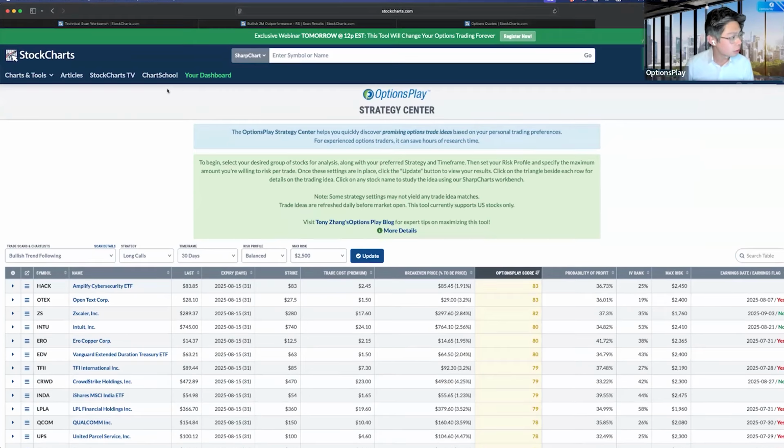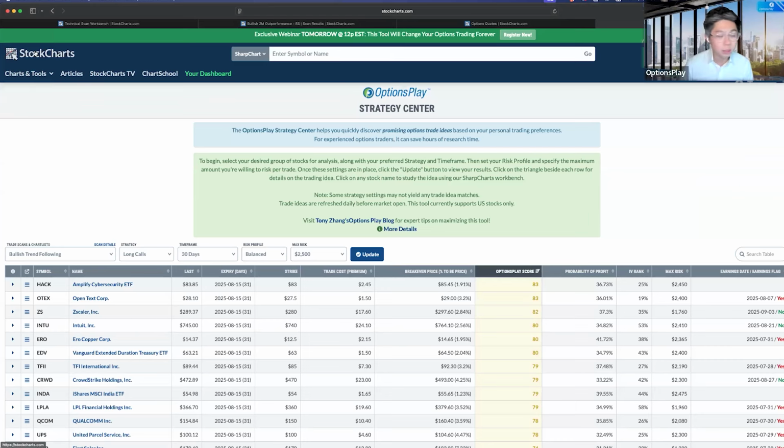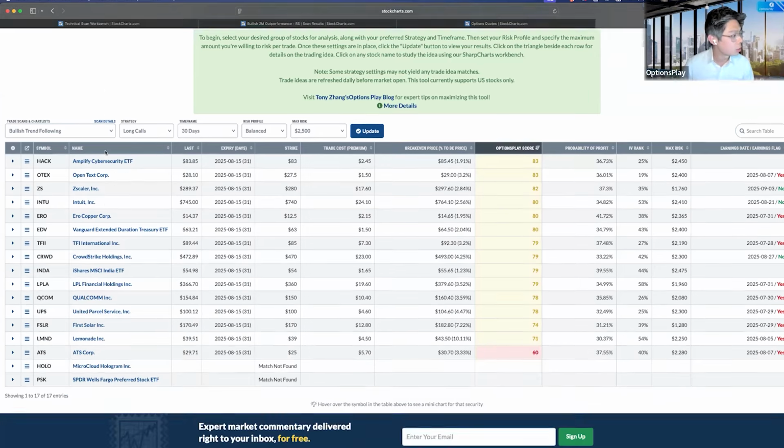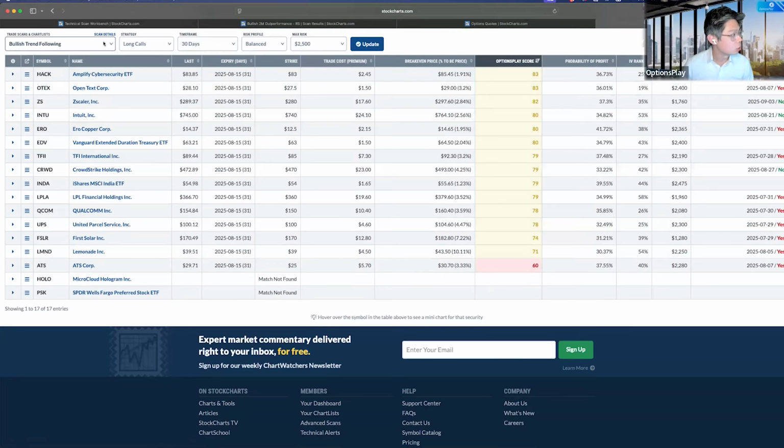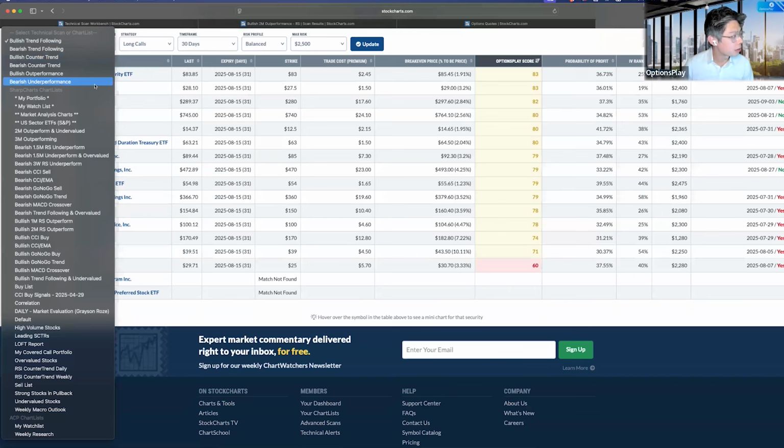So the OptionsPlay Strategy Center is something that's directly integrated into your StockCharts membership. And with the OptionsPlay Strategy Center, you can use predefined scans that we have built for you. So we have 6 scans that are pre-built for you. We have bullish and bearish trend following, we have bullish and bearish counter trend, and we have bullish and bearish outperform and underperform.